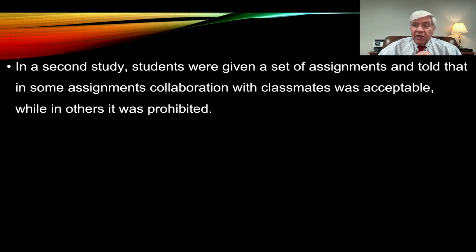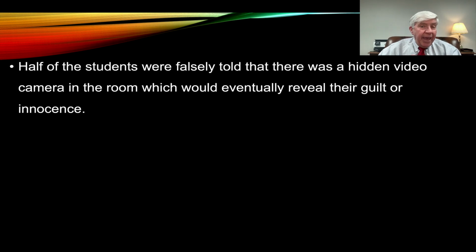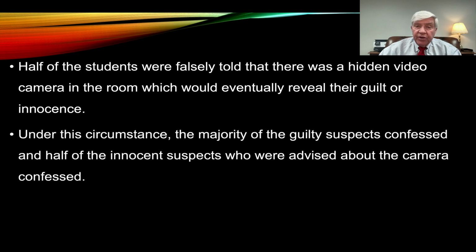In a second study, students were given a set of assignments and told that in some assignments, collaboration with a classmate was acceptable, but in others, it was prohibited. The students went through their assignments. The researchers then accused innocent students of improperly collaborating on certain assignments, informed them that they had violated university rules which prohibit cheating, and for some, minimized the extent of wrongdoing and encouraged them to take responsibility for their actions. Half of the students were falsely told that there was a hidden camera in the room which would eventually reveal their guilt or innocence. Under that circumstance, the majority of guilty people who learned about the camera confessed, and half of the innocent suspects who were advised about the camera confessed.